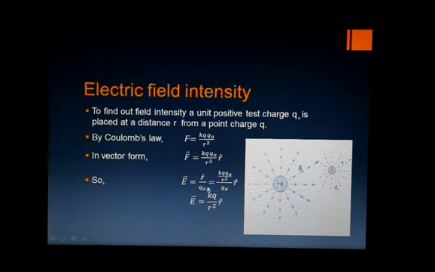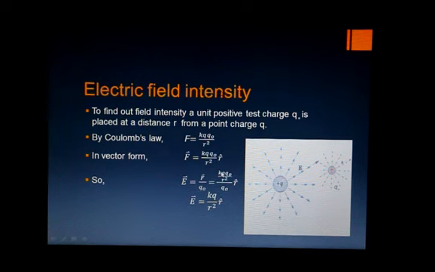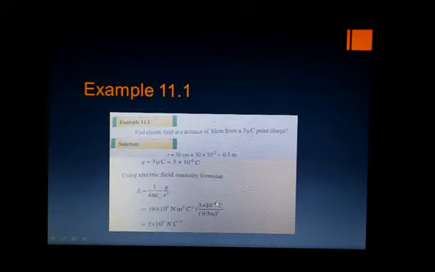So F over Q naught, Q naught cancels, and we come to the formula of electric field intensity, that E is equal to K Q over R square into R. As it is indicated in this equation, electric field intensity is a vector quantity, and the direction of electric field intensity is denoted by this unit vector R.